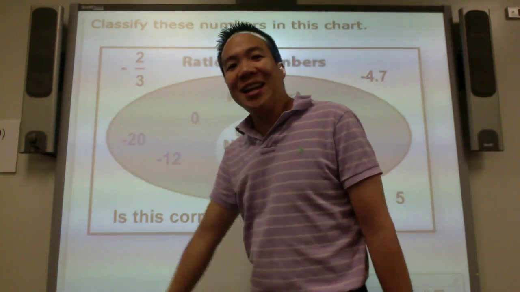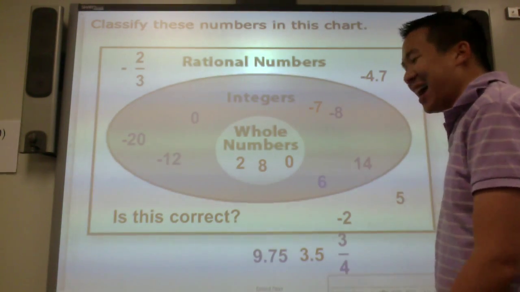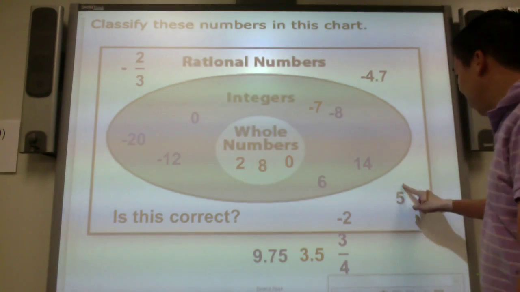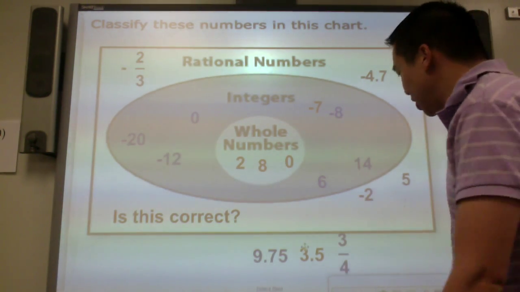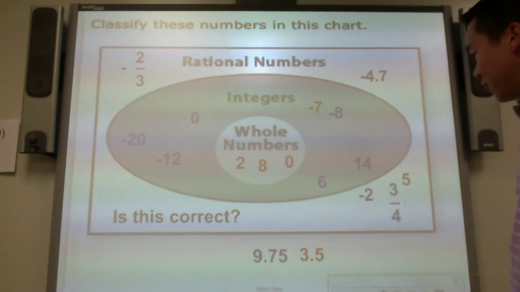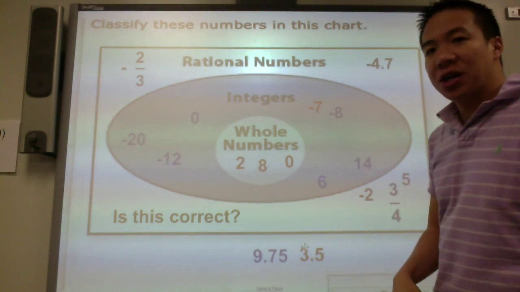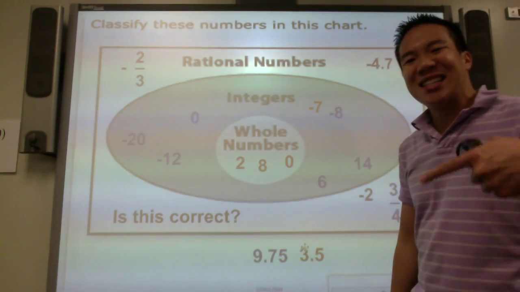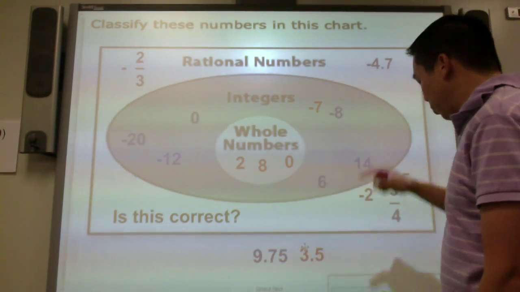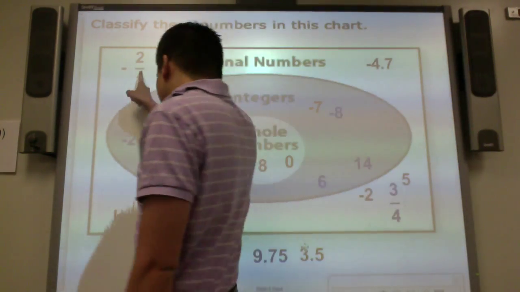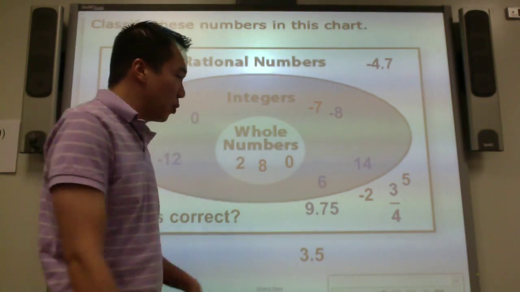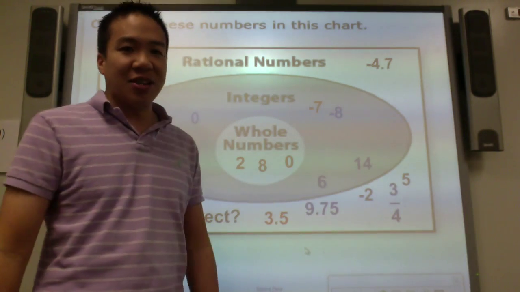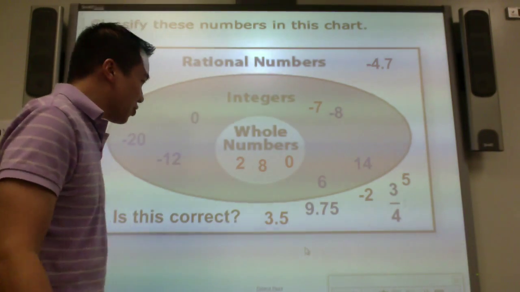Rational numbers are any numbers that can be written as a fraction. 5 can be written as a fraction, 5 over 1. Negative 2 can be written as a fraction, negative 2 over 1. Well, 3/4 is a fraction. Negative and 4 and 7 tenths. That can be written as a fraction. Tenths, this is a fraction. This 9 and 75 hundredths, that can be written as a fraction. And 3 and 5 tenths, which is really 3 1/2, can be written as a fraction.